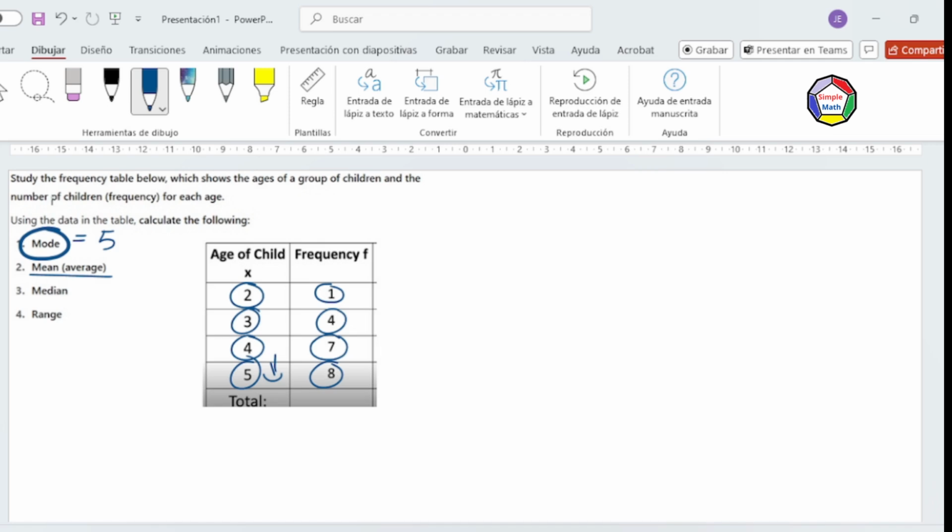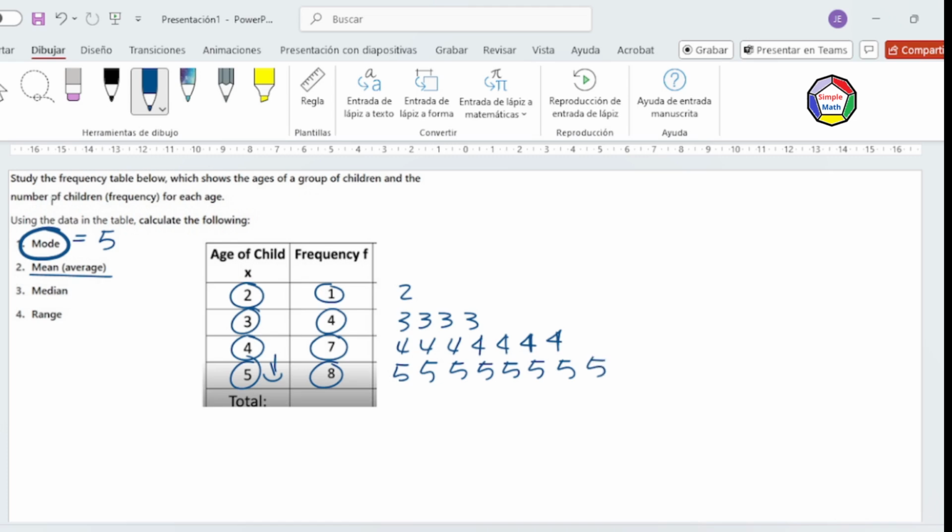So how many number 2s do we have? We have 1. How many number 3s do we have? 4. 1, 2, 3, and 4. How many number 4s do we have? 7. 1, 2, 3, 4, 5, 6, and 7. The number 4 is 7 times and the number 5 is 8 times. So 1, 2, 3, 4, 5, 6, 7, and 8.